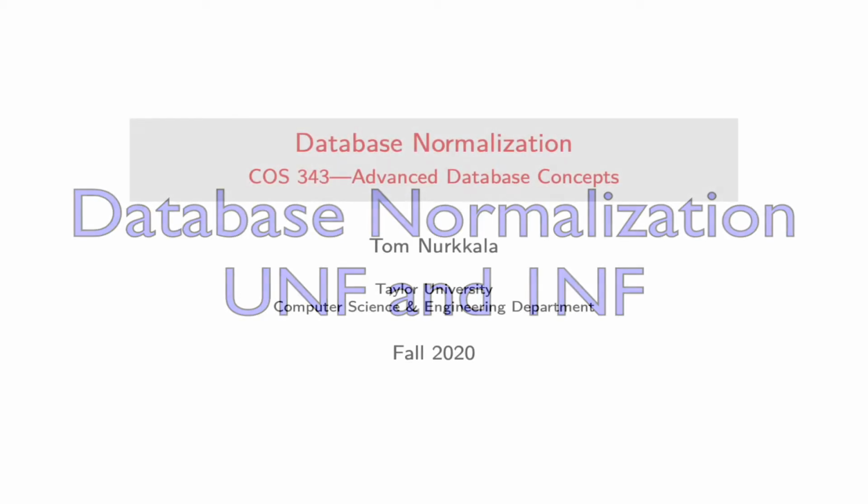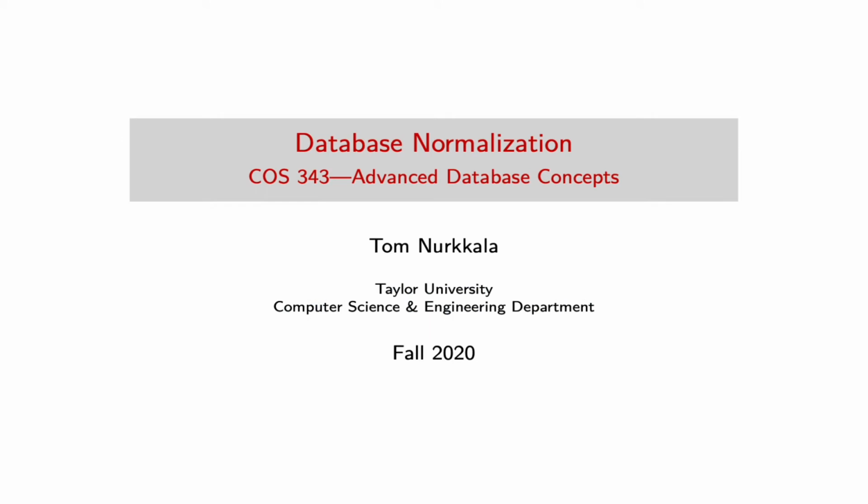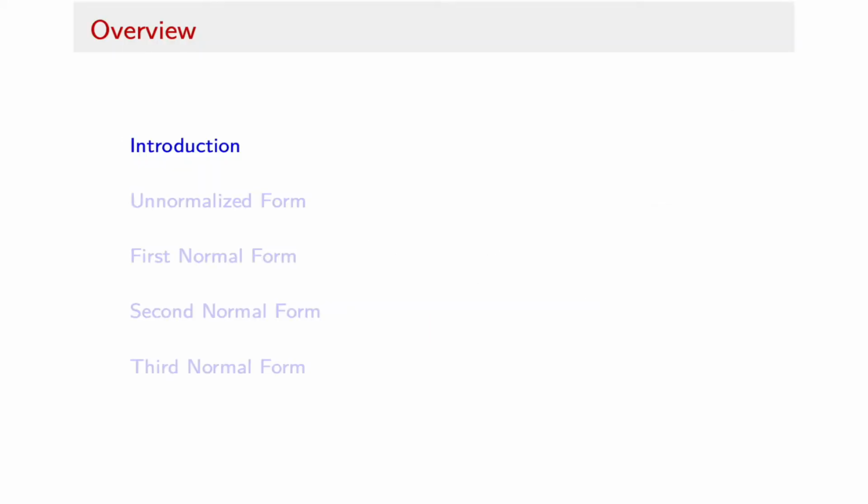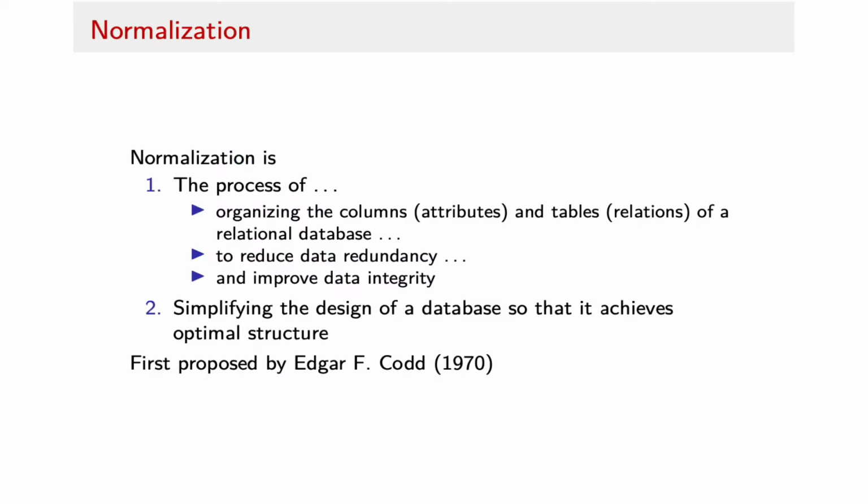Our next topic is a really important concept in database design, and that's the notion of normalization. So by way of introduction, let me give you a definition of normalization. This is proposed by basically the guy who invented the relational database model, a fellow called Edgar Codd, back in 1970. He described normalization as a process, so this is something that we can do.